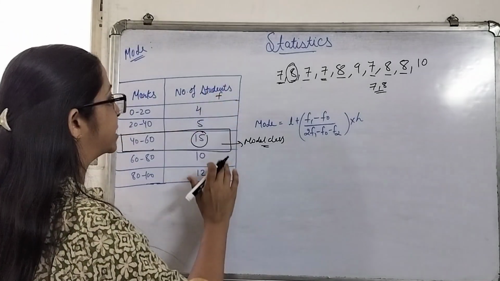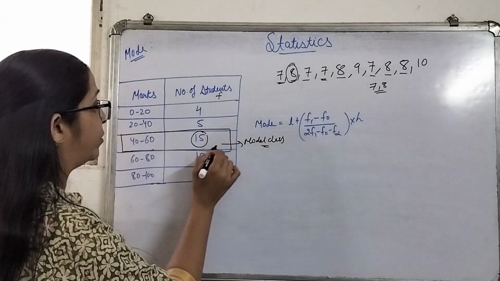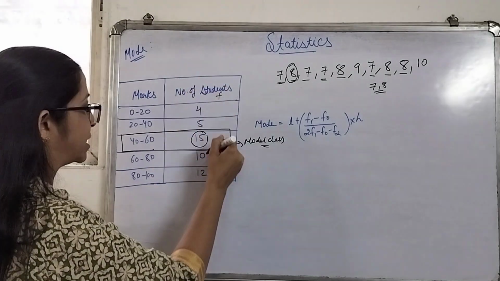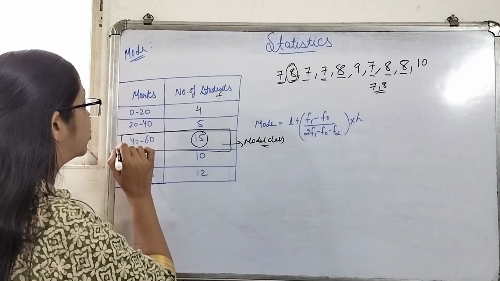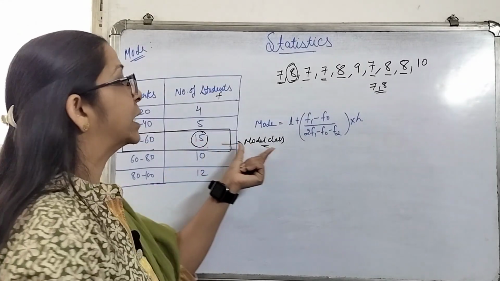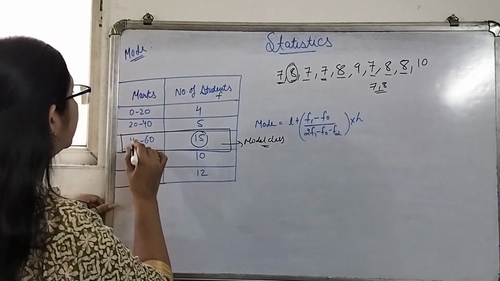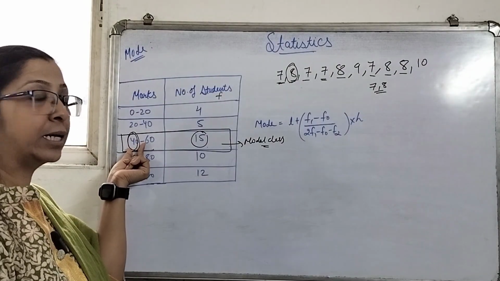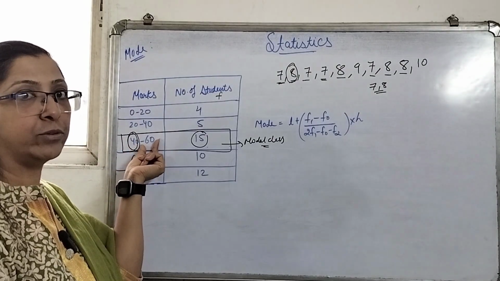So in this case, first of all we will select the modal class. Here we can see that the maximum frequency is 15. So this 40 to 60 class interval is your modal class. Now the lower limit of the modal class is 40, and 60 is the upper limit of the modal class.